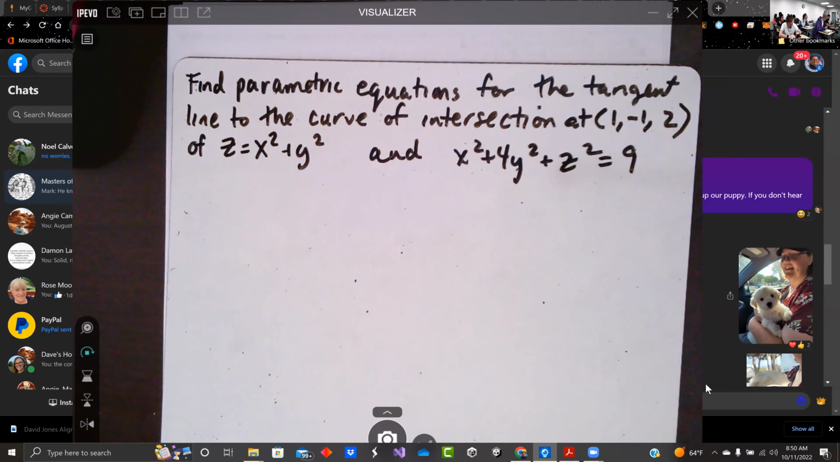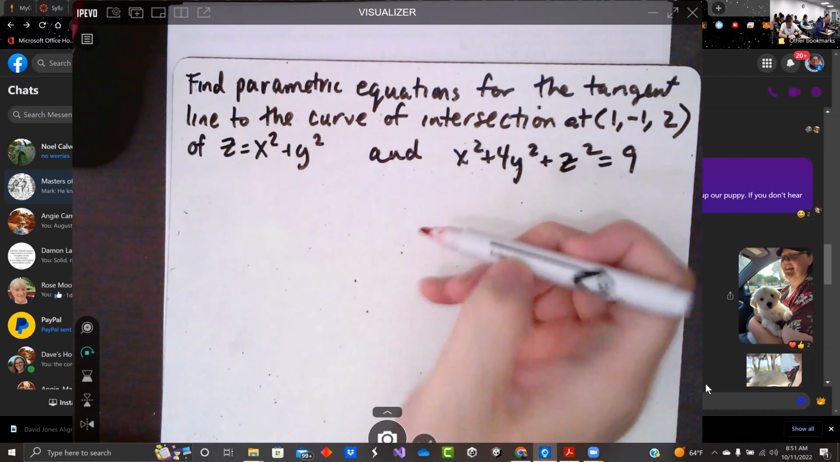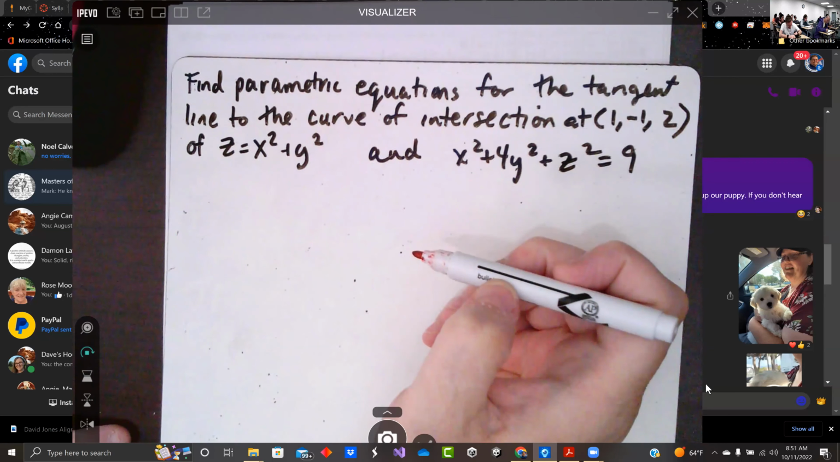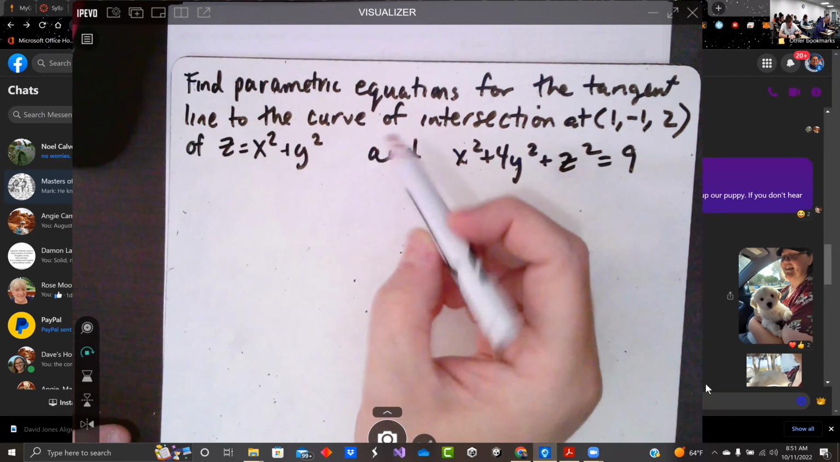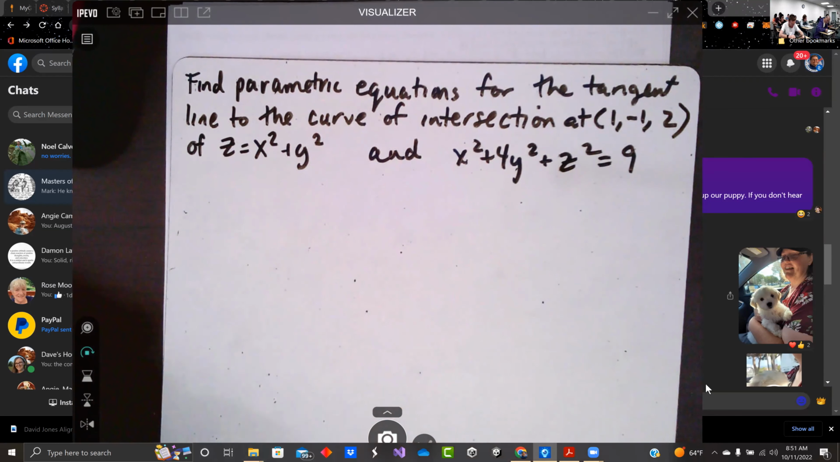take the point and you get the gradient at that point, and then you find out you get that like this. X is equal to X naught plus AT, Y is equal to Y naught plus BT, and then Z is equal to Z naught plus CT.